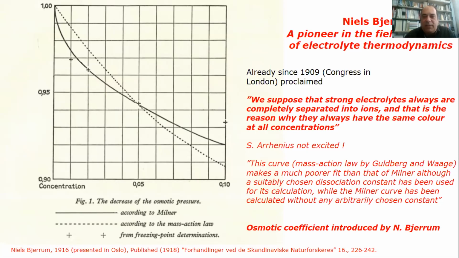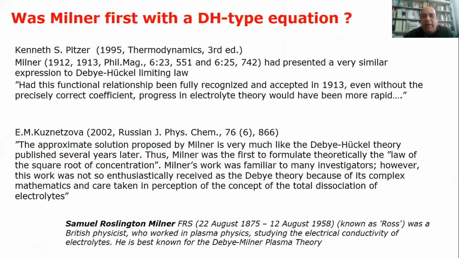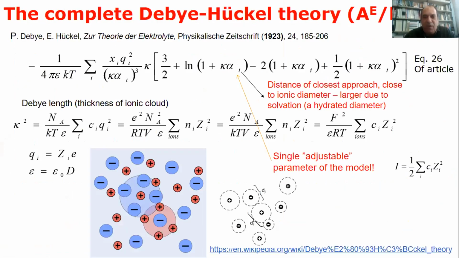So Arrhenius was not excited, but Milner was maybe the first proposing a theory for electrostatic forces before Debye and Hückel, and also Gauss and others have proposed. But Debye and Hückel were the first that really developed the complete theory that I have mentioned before. For me, this equation was unknown, even though it's an almost 100 years old paper.